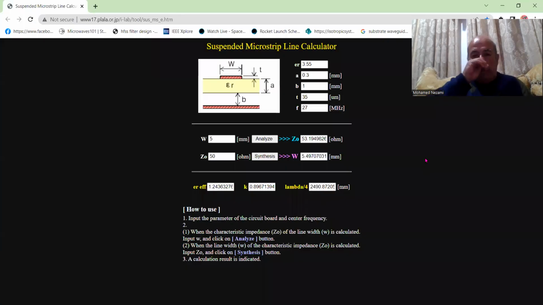Looking at an online calculator for suspended line, on this website, you can go to it yourself, I plug this in and the substrate permittivity is 3.55. If you synthesize a line with 5 millimeter, it comes up 53 with this geometry. Now let's assume that the permittivity drops to 3. And watch this number in here, it barely changes.